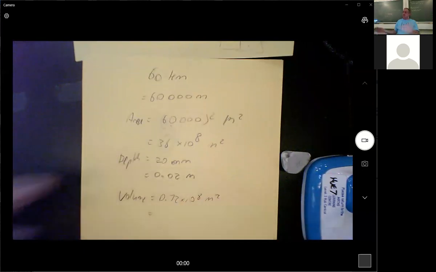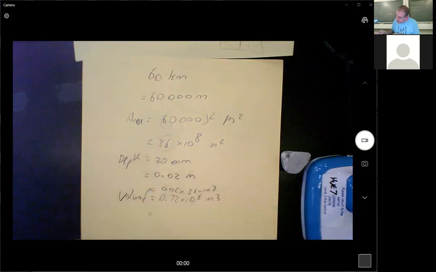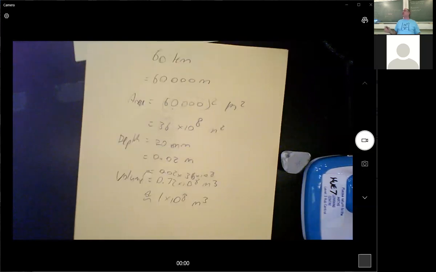All right, that's how many meters cubed it is. I should probably put the working in: 0.02 times 36 times 10 to the 8. And so we're looking at approximately 1 times 10 to the 8 meters cubed. And a meter cubed is a megaliter, so that much water. But this was based on an estimate of a rainstorm producing 20 millimeters straight up.